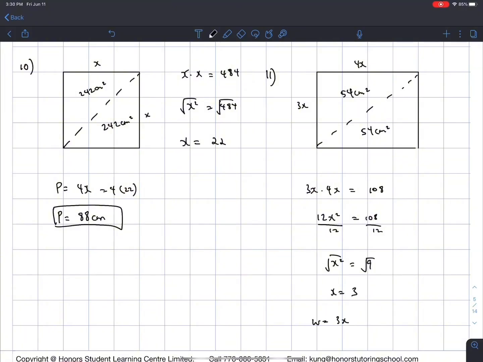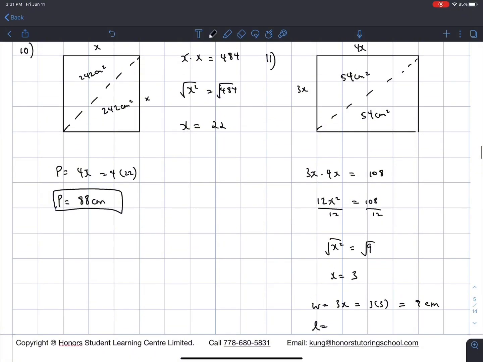So the width is 3x, and we just determined x to be 3, so that's going to be 9. The length is 4x, and x is also 3, so we get a length of 12, and that's the final answer.